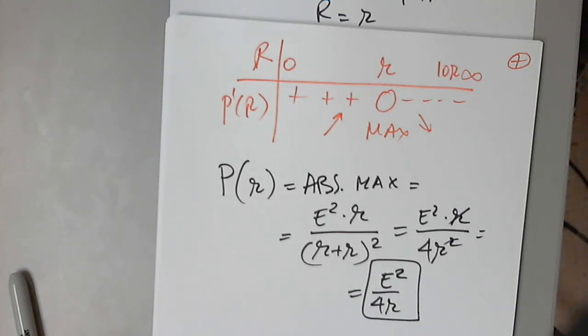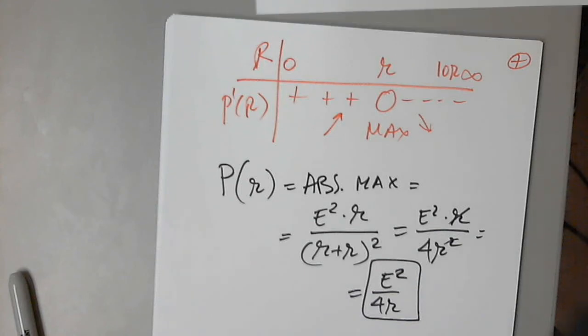Okay. Any questions? How did I turn the 4 into square? Because we have r plus r, which is 2r. But when I square 2, I get 4. And when I square r, I get r squared. Okay. And then one of them simplifies. Is this better? Perfect.